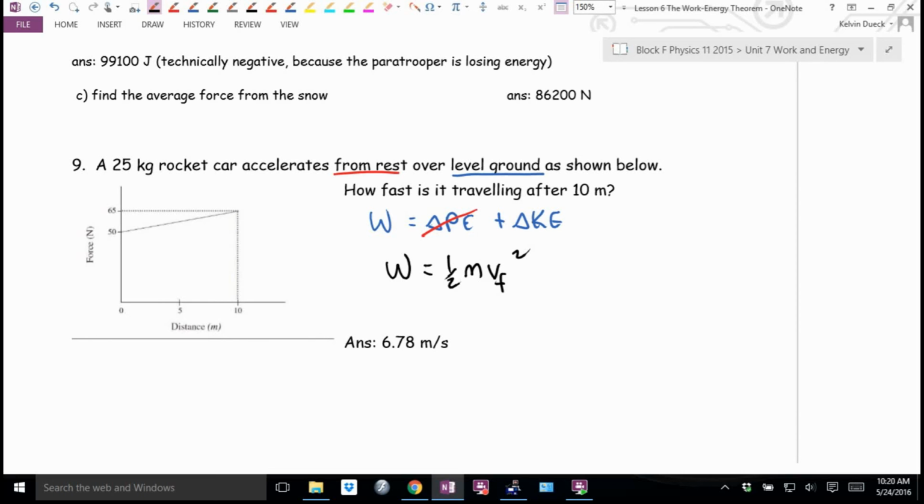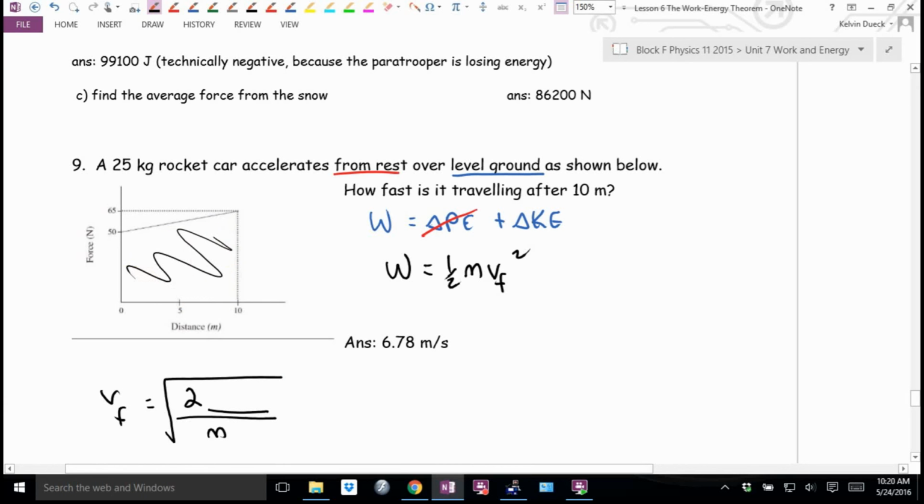Okay? So I'm going to get this. The final speed is going to be the square root of 2 times the work divided by the mass. The real question is, what's going to go next to the 2? What's the work? Well, it's going to be that area, which I'm going to break into a rectangle and a little triangle.